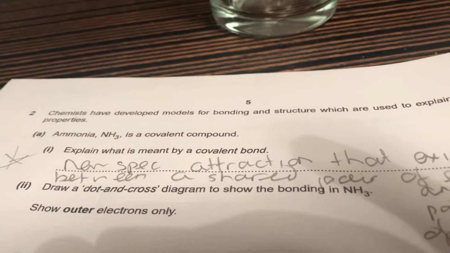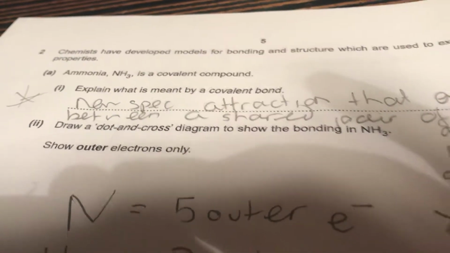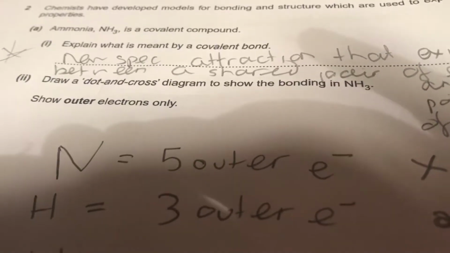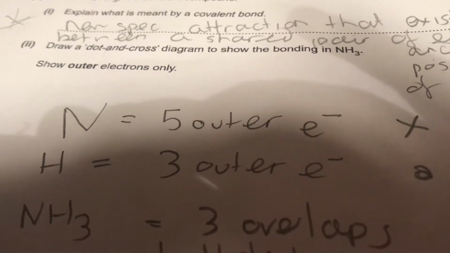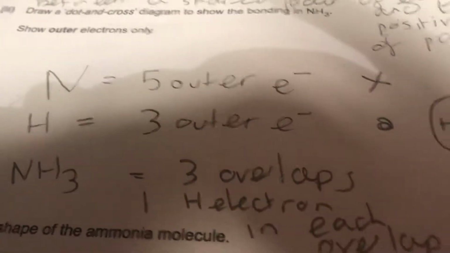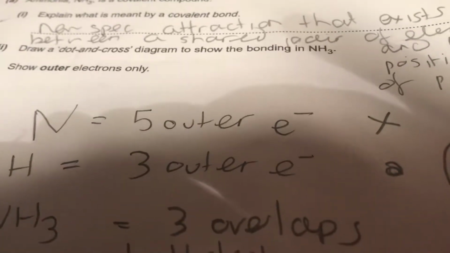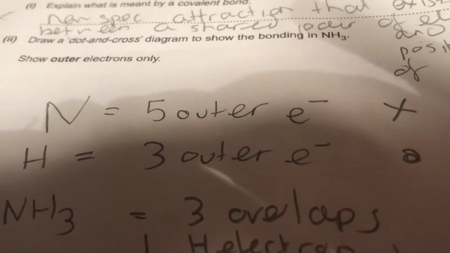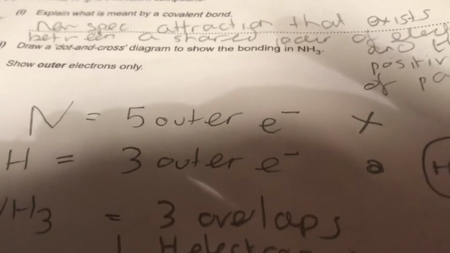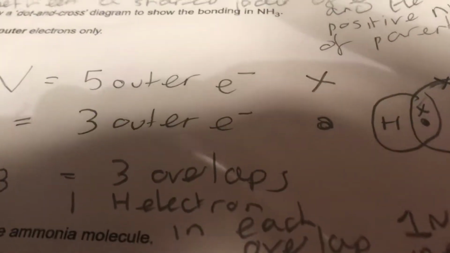Okay, if we're looking at a dot cross diagram for ammonia, it's showing the outer electrons only. We need to know that nitrogen's in group 5, so we'd have 5 outer electrons. Hydrogen's in group 3, so we'd have 3 outer electrons. There are 3 hydrogens and 1 nitrogen, so nitrogen is my central atom, and I have 3 overlaps. As there are 3 outer hydrogen electrons and 3 overlaps, that means 3 divided by 3, I can have 1 hydrogen electron in each overlap.